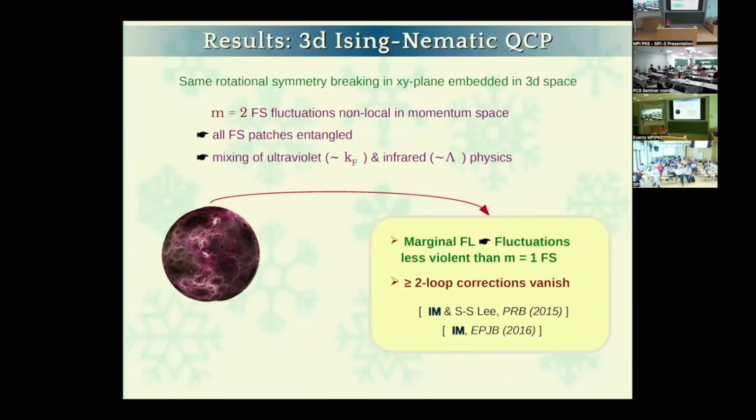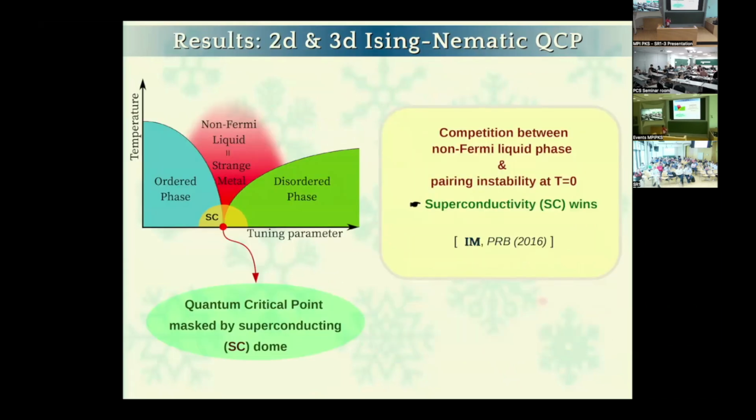Okay, now there is a common feature we found in both 2D and 3D cases. I already told you in some of the beginning diagrams that we don't see a naked quantum critical point because it is almost always hidden by a superconducting dome. So the next thing to compute was naturally to see how the competition between the non-Fermi liquid phase and the possible pairing instability pans out at zero temperature. And my computations show that the superconductivity wins, which explains why this quantum critical point is always hidden by a superconducting dome.